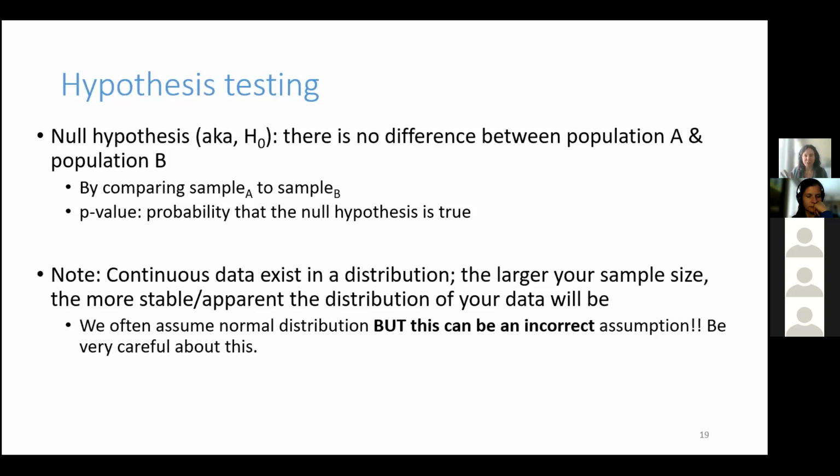I just want to make a note here. Continuous data in particular exists in a distribution. A lot of the way we structure our null hypothesis and set up our tests assumes that your data are distributed normally. This may or may not be the case, and you need to be careful about this. I didn't know where to put this warning, so I put it on this slide. Thinking about whether your data are normally distributed will be important in deciding which inferential statistic you might undertake.